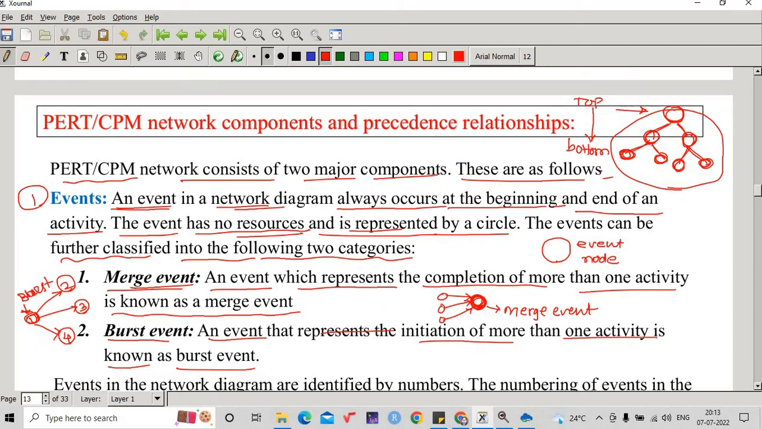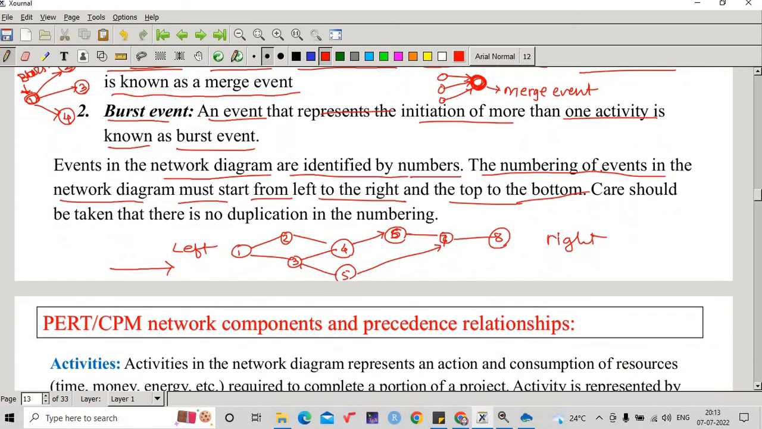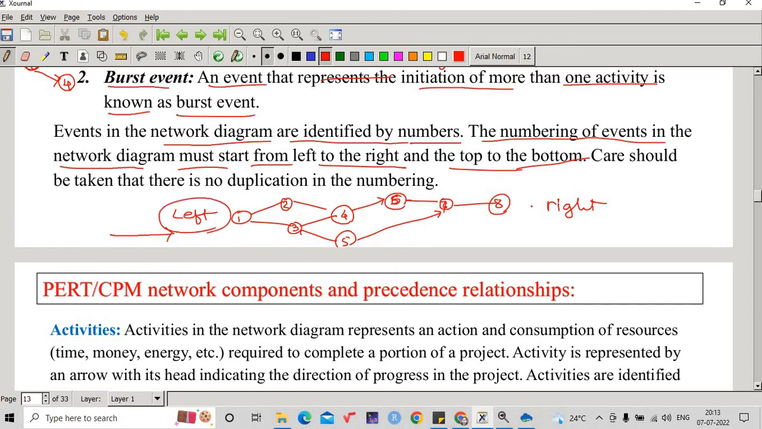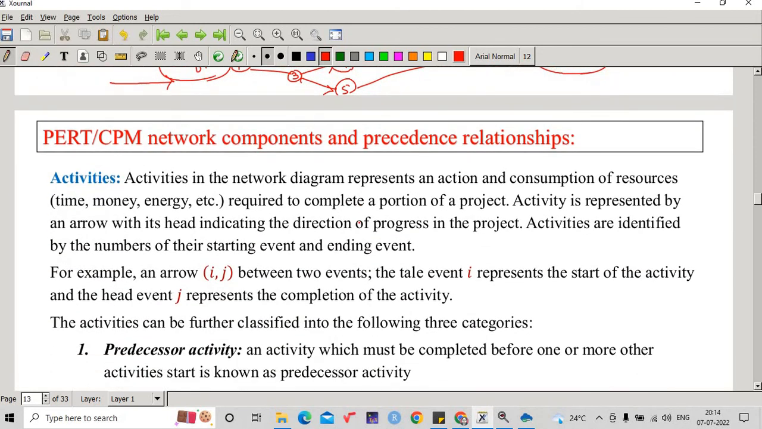Preferably for a network diagram, in this unit we will prefer or will use this approach, left to right, to put down the network diagram. Care should be taken that there is no duplication in the numbering. Like the way here, just I was about to write 5 after 4 and we are already having 5 after this 3. So duplication of numbering should not be there, right? So that way I have to consider the event numbering.